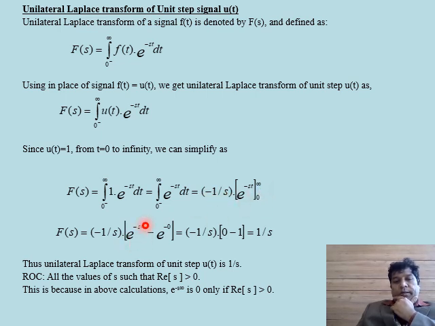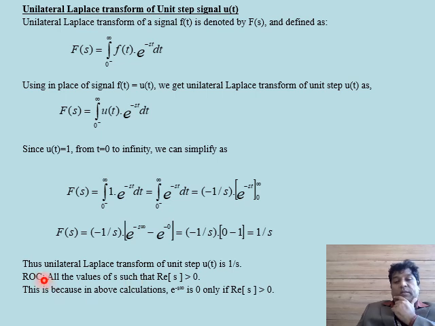So you are going to get e power minus s into infinity, which will be 0, and minus e power minus 0, which will be 1. And of course here we have the factor minus 1 by s. So we are going to get the final answer as 1 by s. So the ULT of the unit step is simply 1 by s.